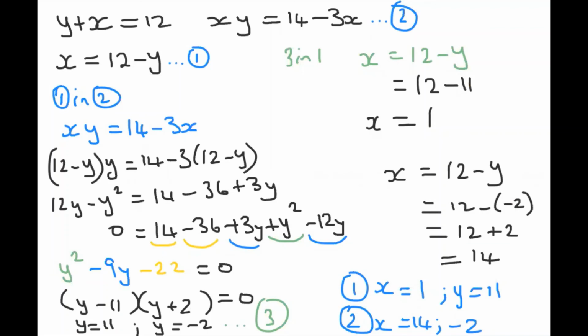Let me double check the answers. I'm looking at the answer sheet now, and it says x equals 14 and y equals minus 2, yes. And x equals 1 and y equals 11. Good, both are right. Let me write this better here. The minus 2 is y equals minus 2.